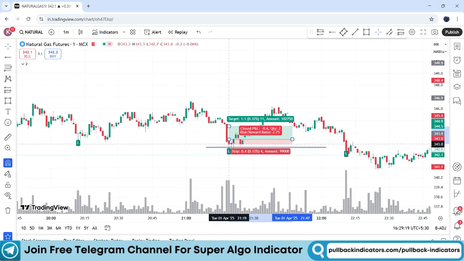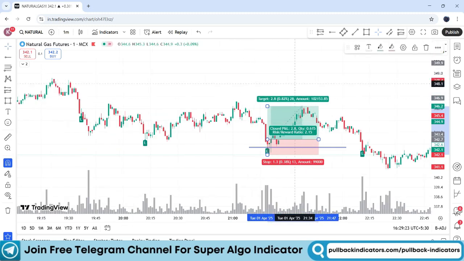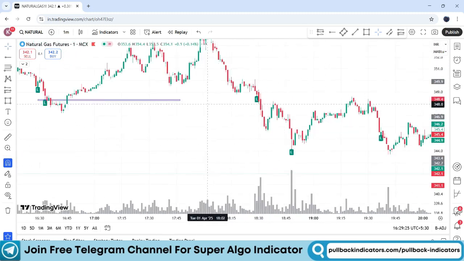If you can take the entry on this specific candle, then 1:2.23 was being captured. Okay, let's see one more example.